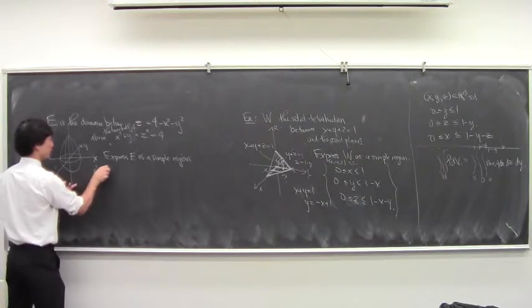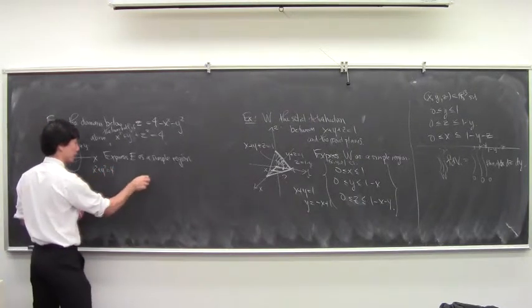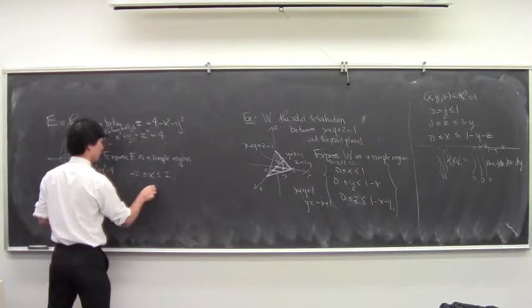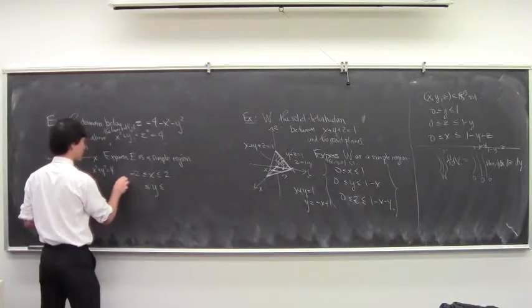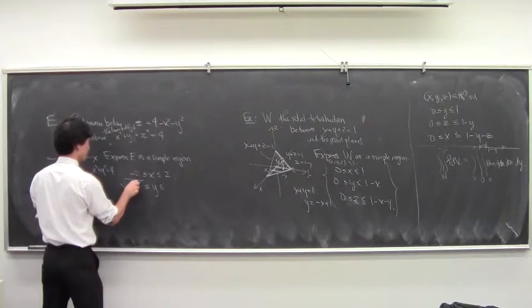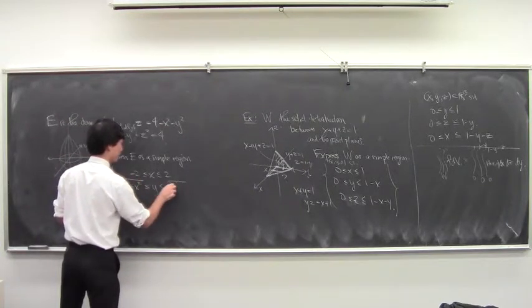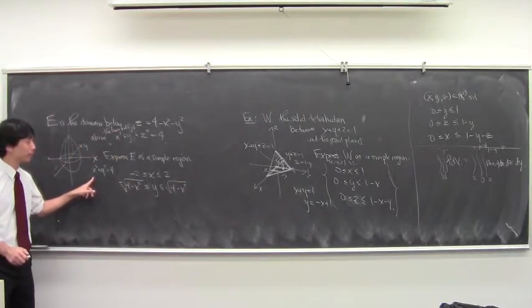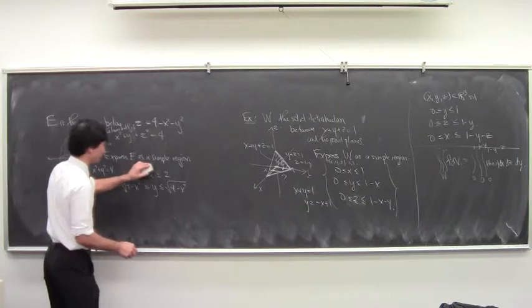X squared plus y squared equals 4, and so you can express it however you like. X goes from -2 to 2, y goes from negative square root of 4 minus x squared to positive square root of 4 minus x squared. And maybe I should have done it the other way.